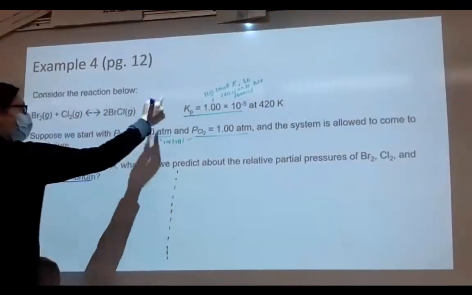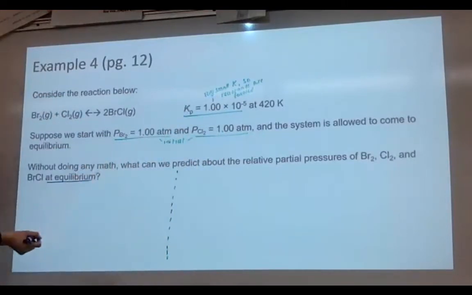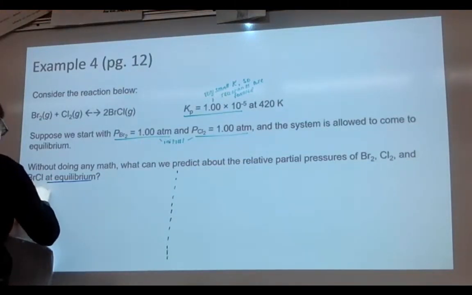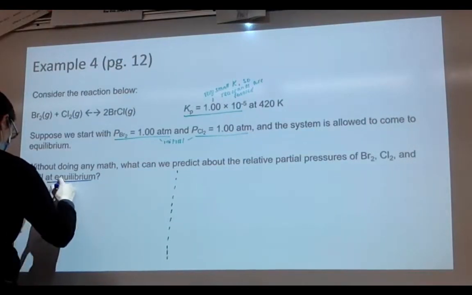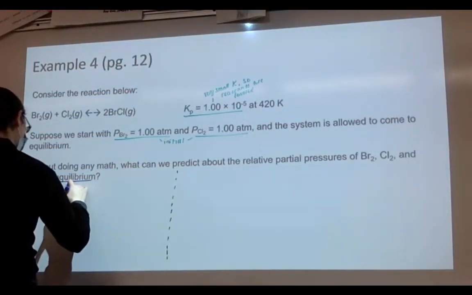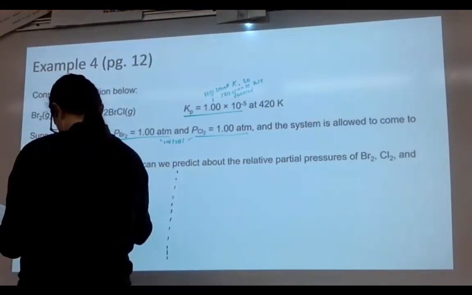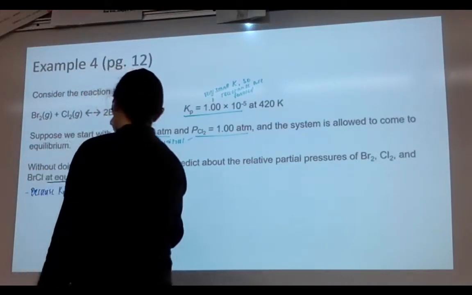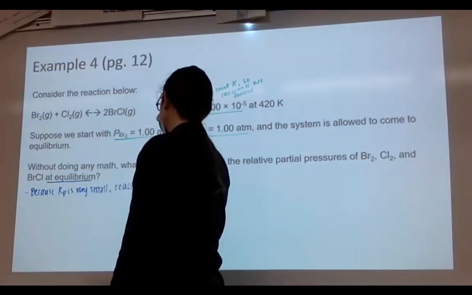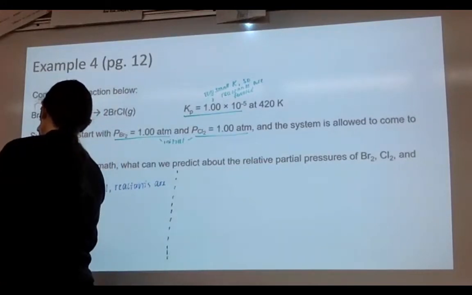So we actually already wrote some information that will help us out. Reactants are going to be favored. This is just asking about relative partial pressures. It's not asking for values. It just wants to know you're going to have more of this, less of this. So here's what I'll say for our conceptual part. Because Kp is very small, reactants are favored.